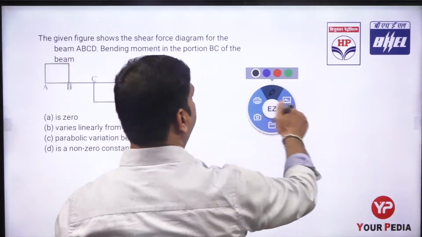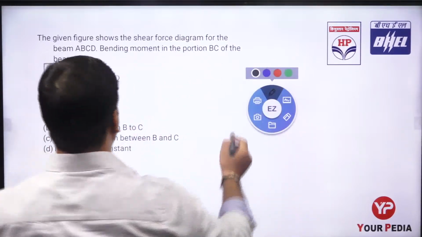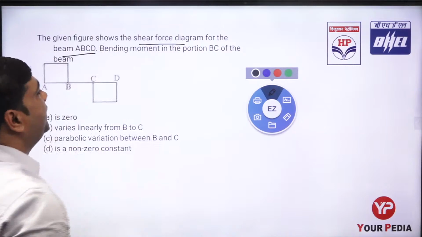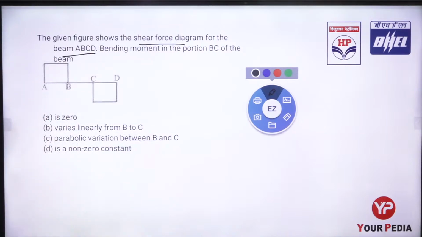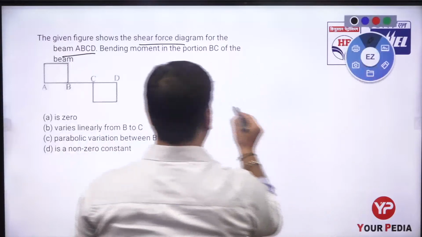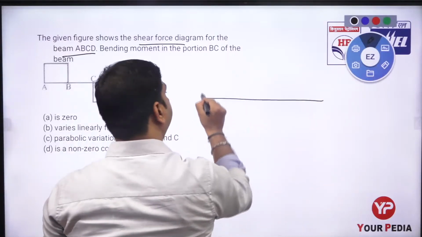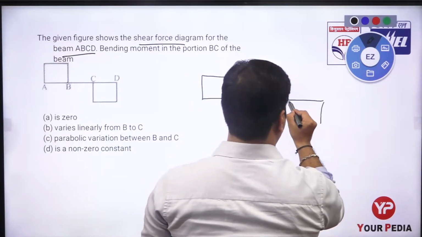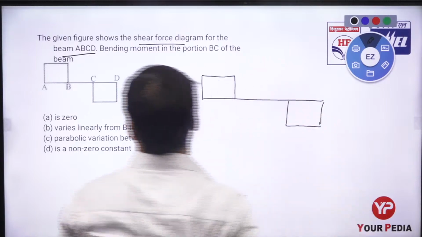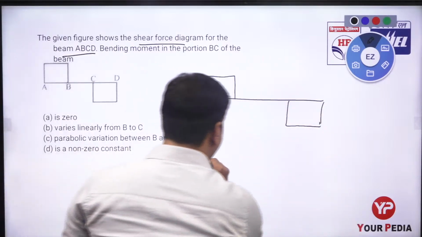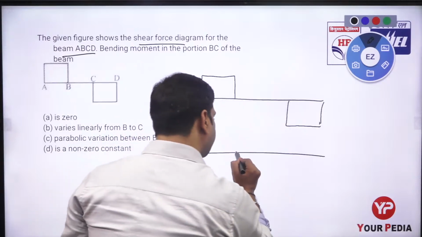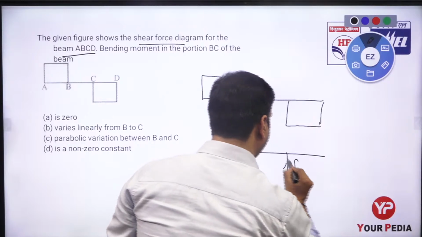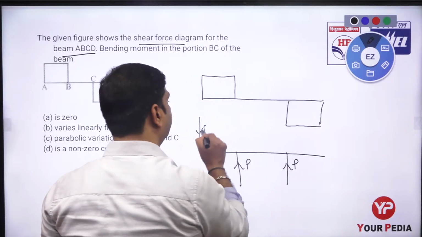So I'm going to solve this question. The given figure shows the shear force diagram for the beam ABCD. The bending moment of the portion BC of the beam is. If I draw a diagram like this, if I introduce a P force like this, P force like this, and P force like this.